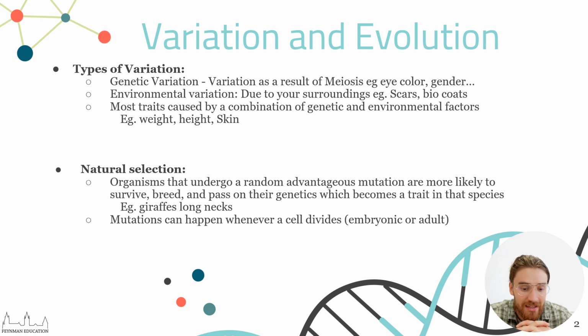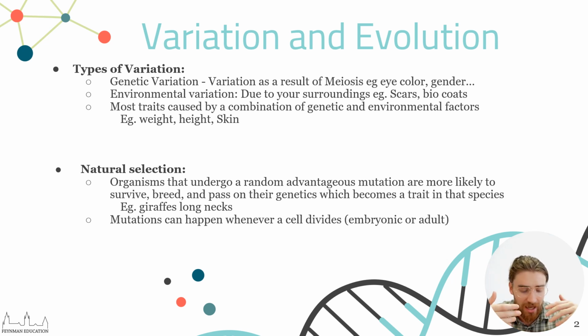Most traits are going to be a combination between the environment and your genetics. So something like skin color will depend on how much sun you get as well as how much melanin you have. So different types of variation contribute to one trait. Then we have natural selection.